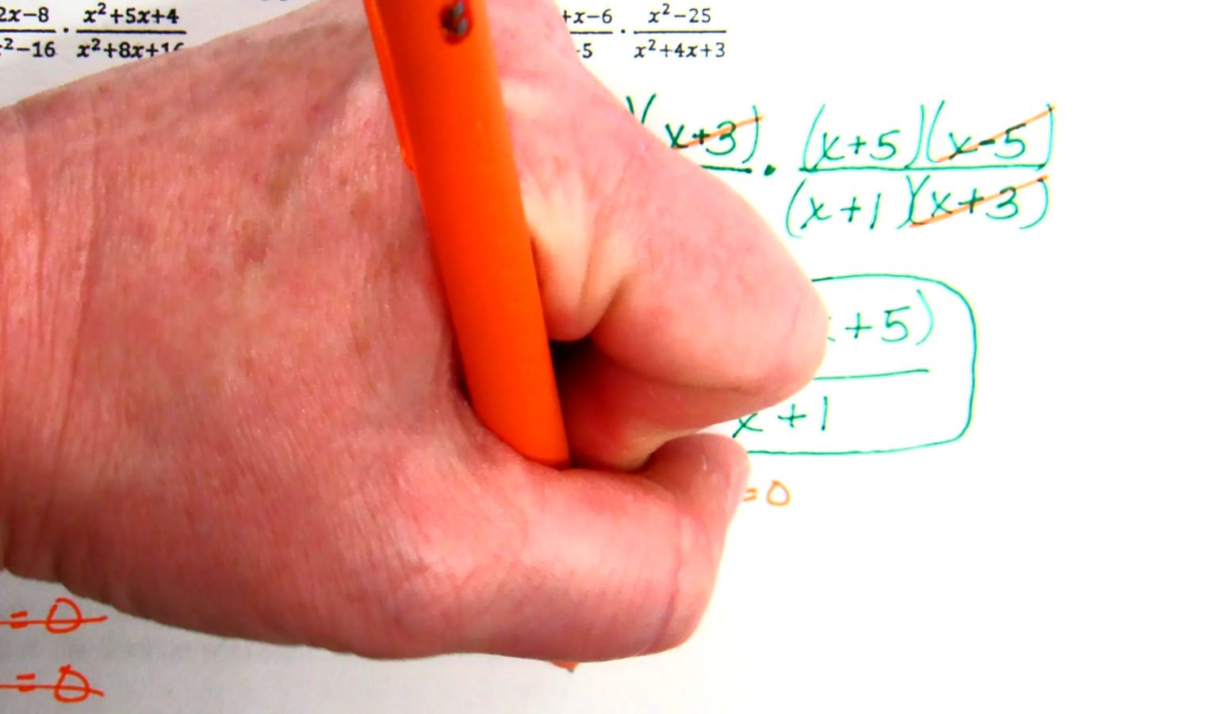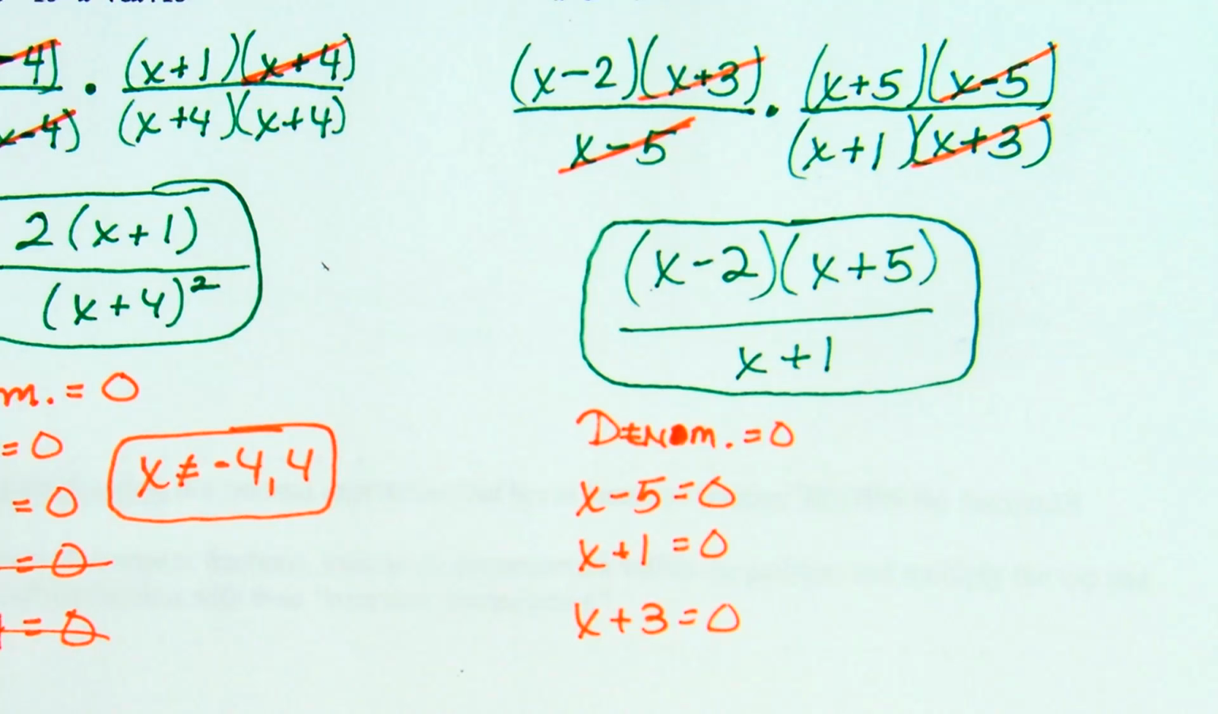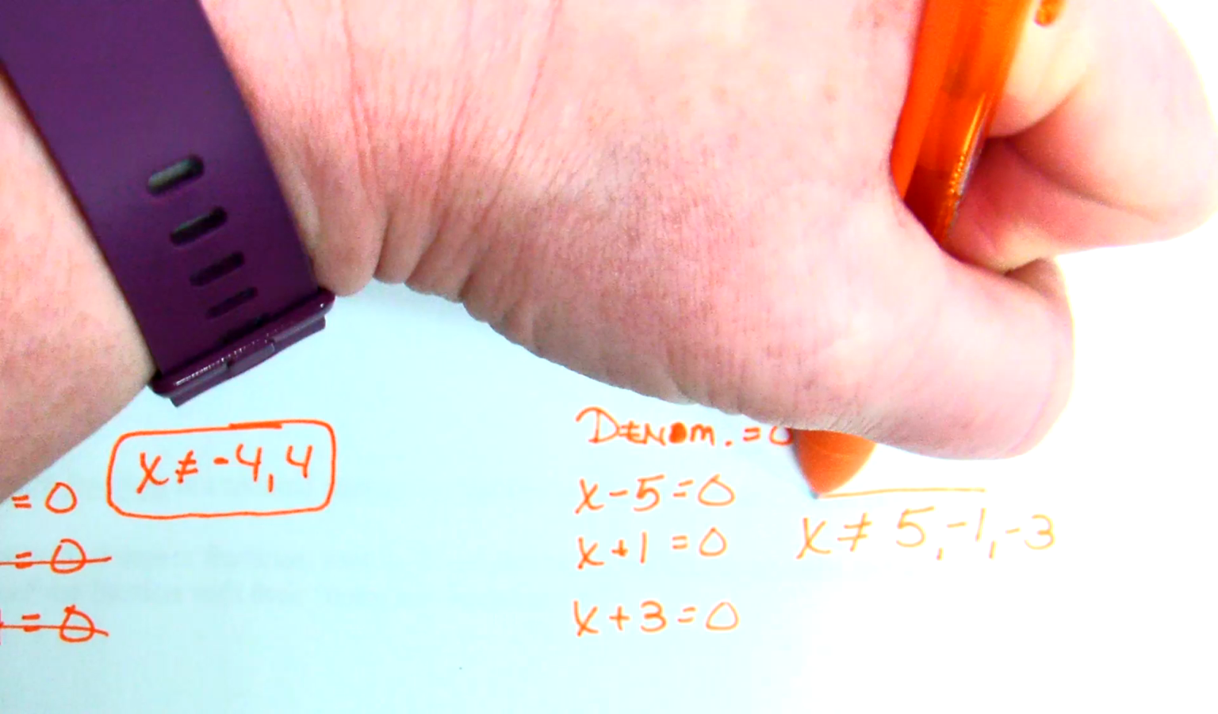Okay, x minus 5, x plus 1, x plus 3. All get set equal to 0 because they were all in the denominator at some point in time or another. Even though two of them canceled, they were in the denominator. So x cannot equal 5, negative 1, and negative 3.